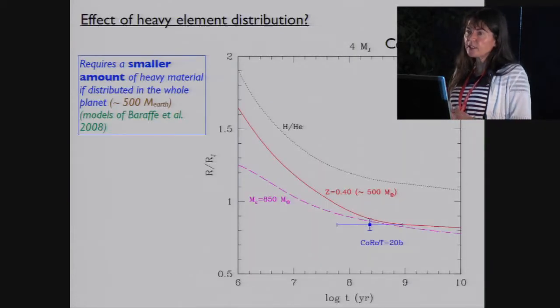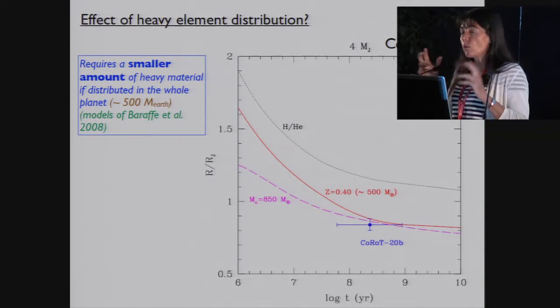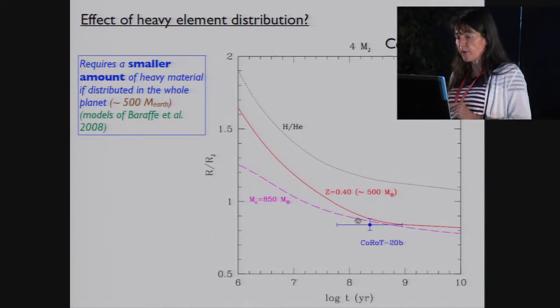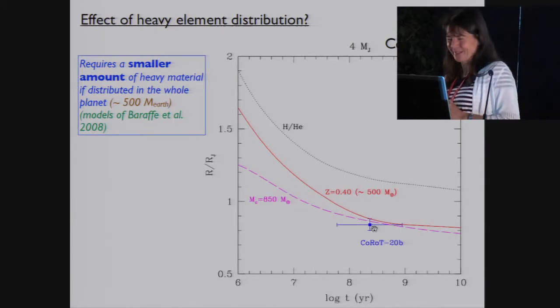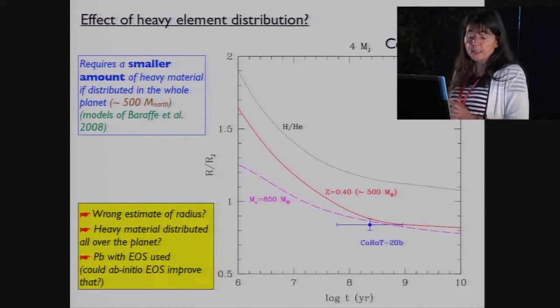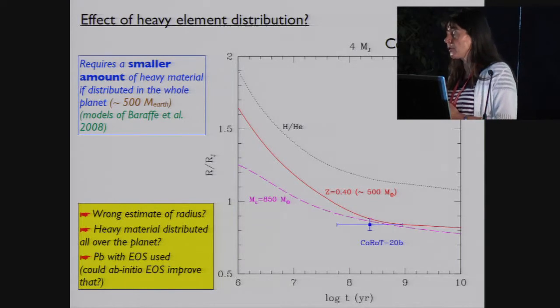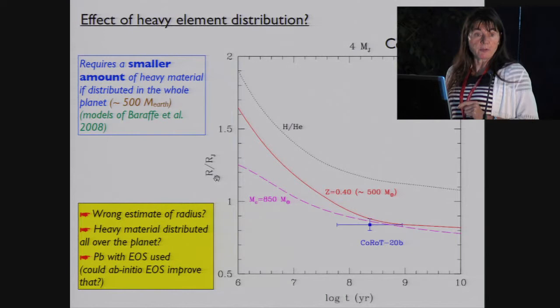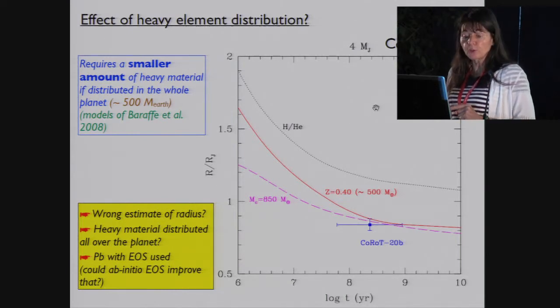What is interesting is that if, instead of putting your 800 Earth masses of heavy material in the core, you distribute it everywhere, instead of 800 you may need only 500 Earth masses. Well, this is still quite a lot. So what's the problem with this planet? Is the radius wrong? Possibly. Or is the heavy material distributed all over the planet, but still 500 Earth masses means that almost all the heavy material in the disk goes into just one planet? Difficult. The other idea is that there is a problem with the equation of state we have used to do those models, and hopefully ab initio equations of state could improve that.